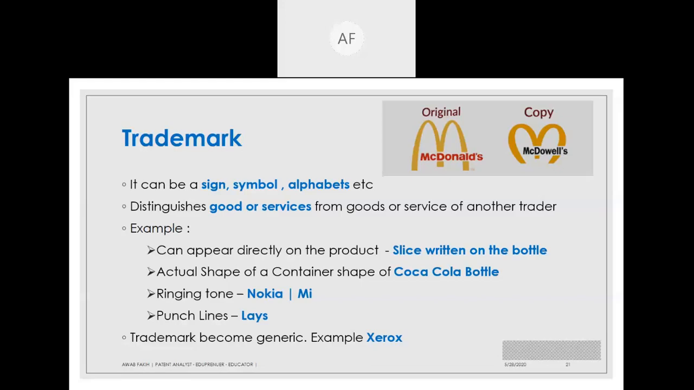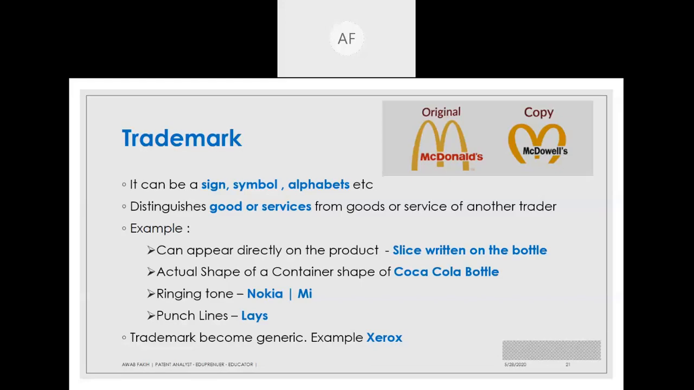It also helps the consumer in identifying the trademark. A trademark can appear directly on the product, like the logo on a Slice bottle, a Coca-Cola bottle, the ringtone of Nokia, the punchline of Lay's. And there are a few trademarks which become generic, like Xerox. Xerox was registered as a trademark in 1952 for an electrophotographic copying machine and apparatus using powder images. It was used widely in this kind of copying technology, and by 1970 the trademark almost became generic and descriptive because many people referred to photocopy or photostat as Xerox. So there are a few trademarks which become generic.